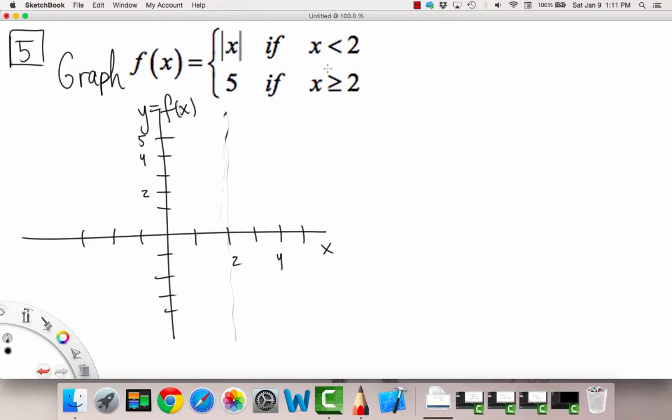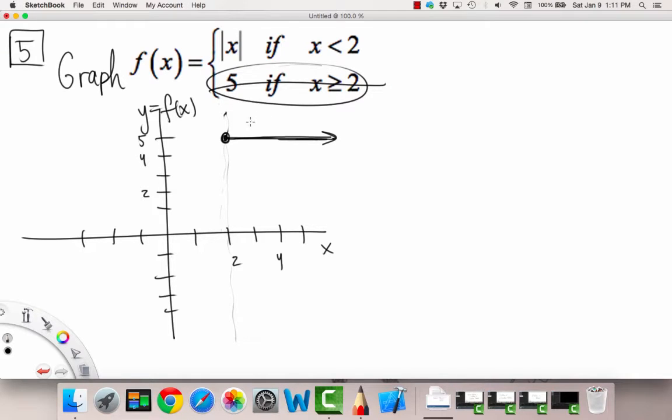So let's do the constant function first. That seems easier. So when x is greater than or equal to 2, then the value of our function is automatically going to be 5. Greater than or equal to means that we have a closed dot here because it's inclusive of that 2. Then anything to the right of it is going to take on the shape of that constant function, because that means x is greater than or equal to 2. So we're done with that part. We finished that bottom formula.